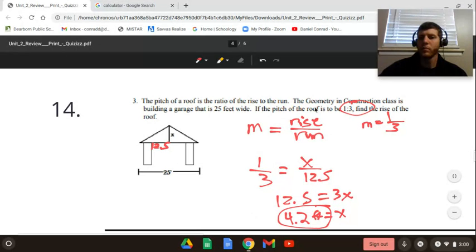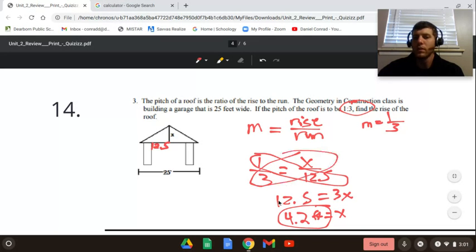Okay, so slope is rise over run. They give us the slope, they give us the run, they want us to find the rise. So slope is 1/3. Run is 12.5, right? Half of the whole base here. So 1/3 the slope equals rise x over run 12.5, and then you just solve. So you multiply 12.5 on both sides, and then divide by 3, or you can cross multiply. So 12.5 times 1 equals 3 times x, and then divide by 3.